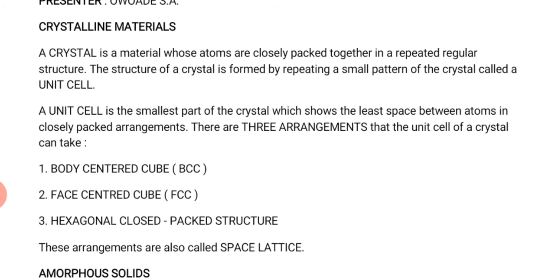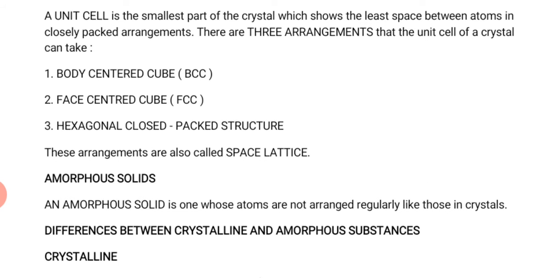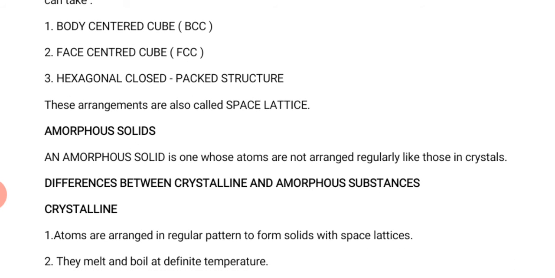What is a unit cell? A unit cell is the smallest part of the crystal which shows the least space between atoms in closely packed arrangement. There are 3 arrangements that the unit cell of a crystal can take. 1, the body centered cube. 2, face centered cube. And 3, hexagonal close packed structure. These arrangements are called space lattices.